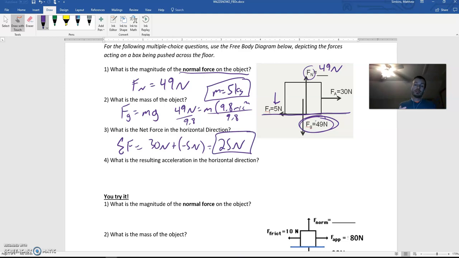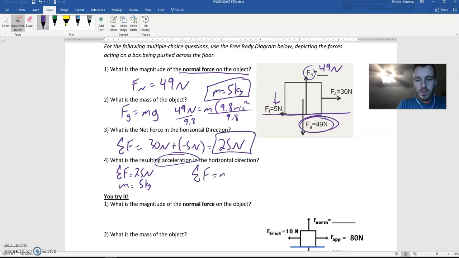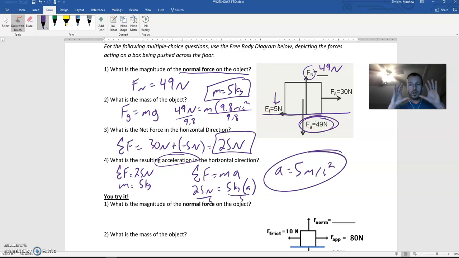The last part says, what's the resulting acceleration? Well, we know the sigma F equals 25 newtons, so that's how much overall force we're experiencing. And we know the object has a mass of 5 kilograms. And so when it says what's the resulting acceleration, well, the only way to relate F, M, and A is with sigma F equals ma. So that's 25 newtons equals 5 kilograms times A. And so A would be equal, you got to divide both sides by 5 here, right? A would be equal to 5 meters per second squared.